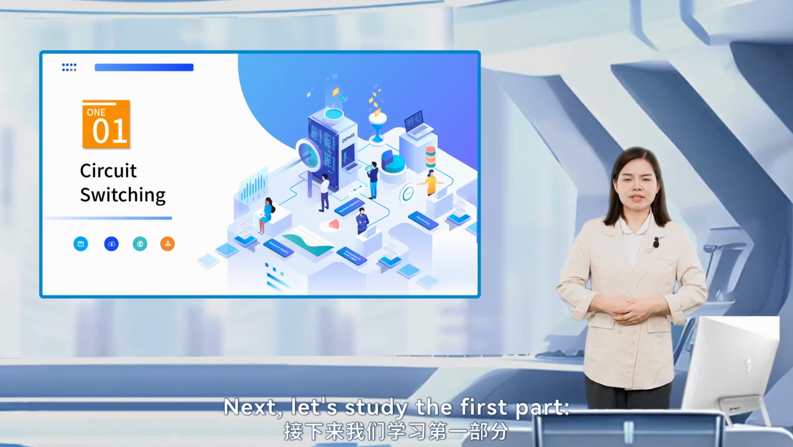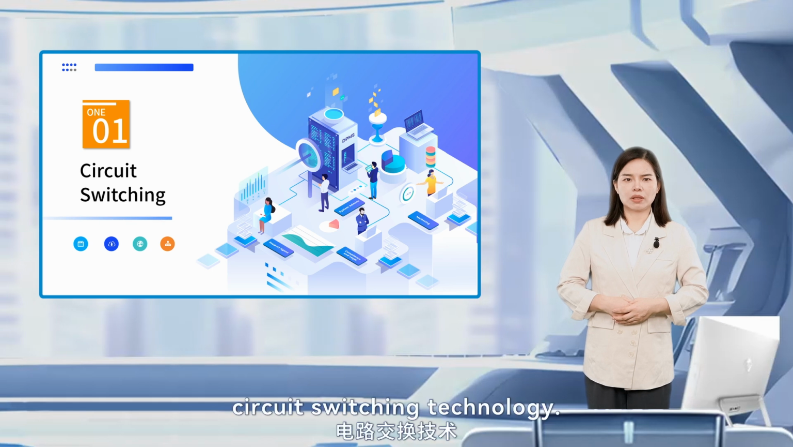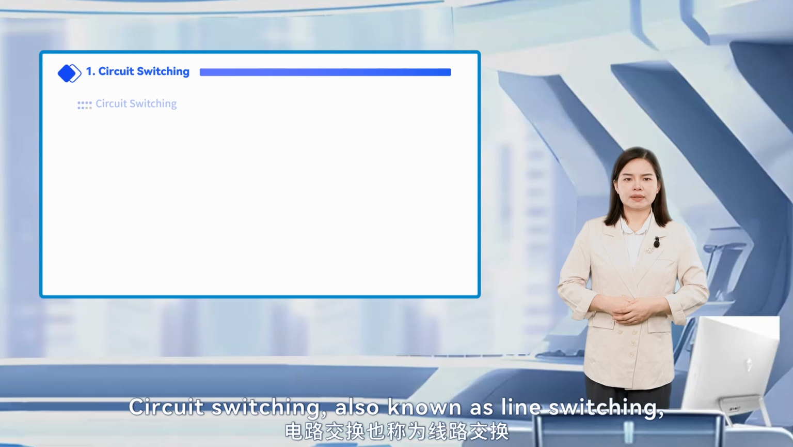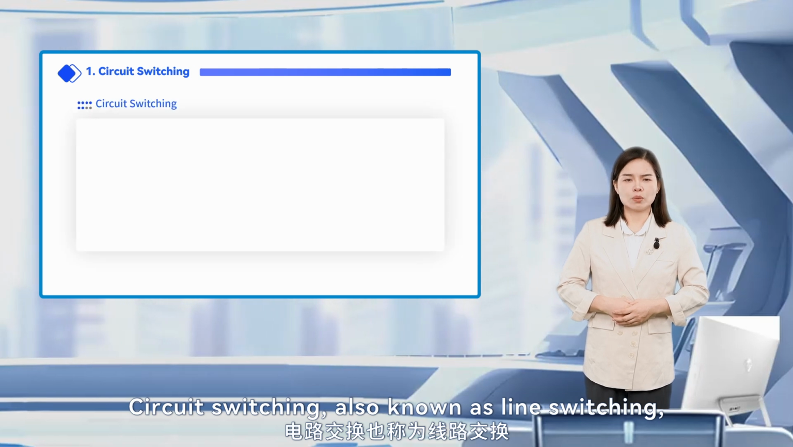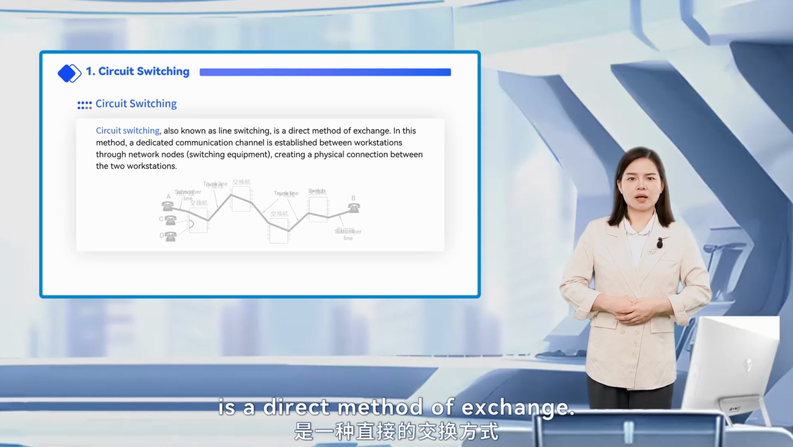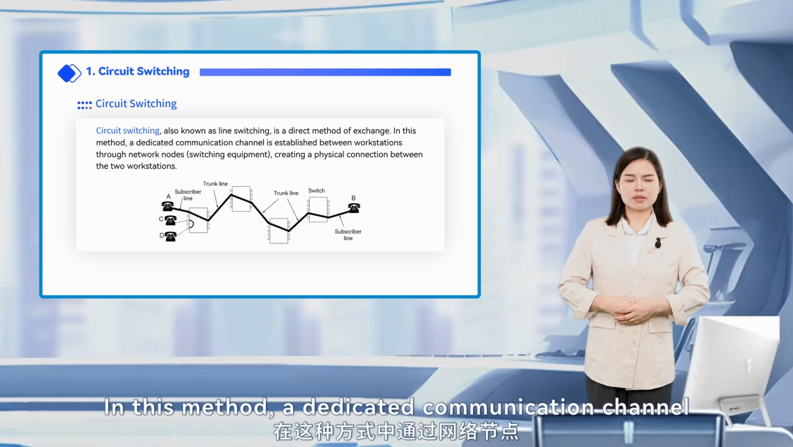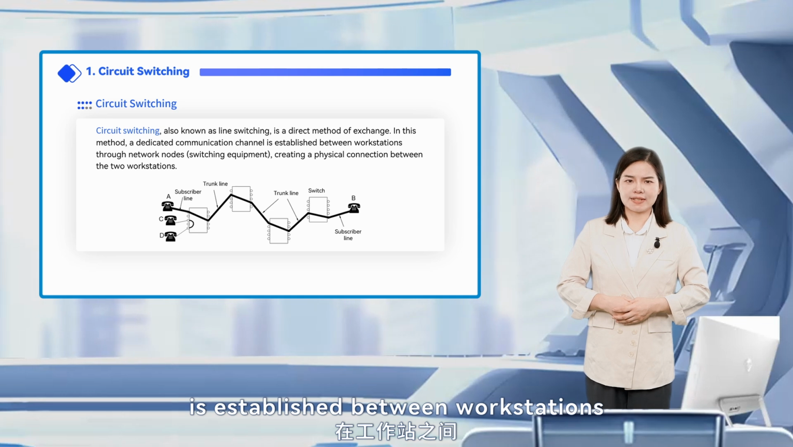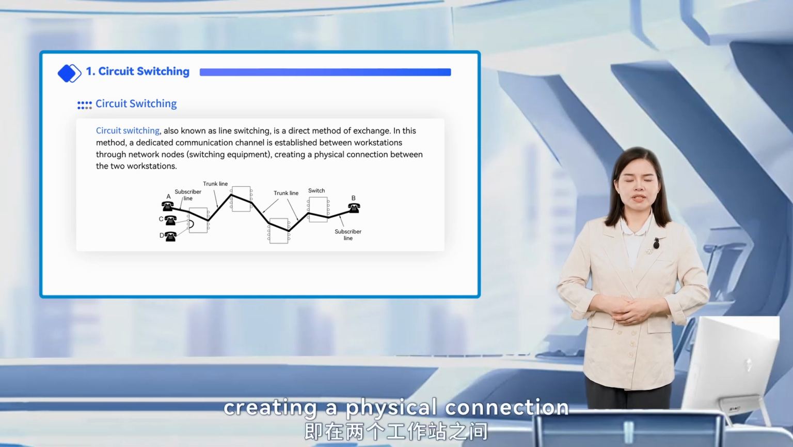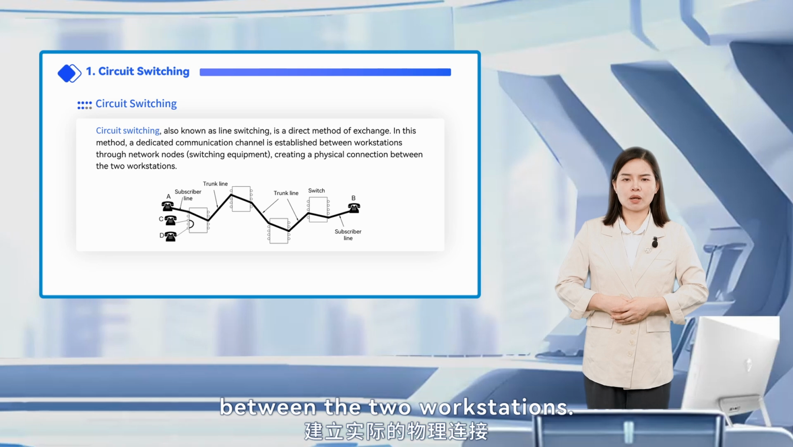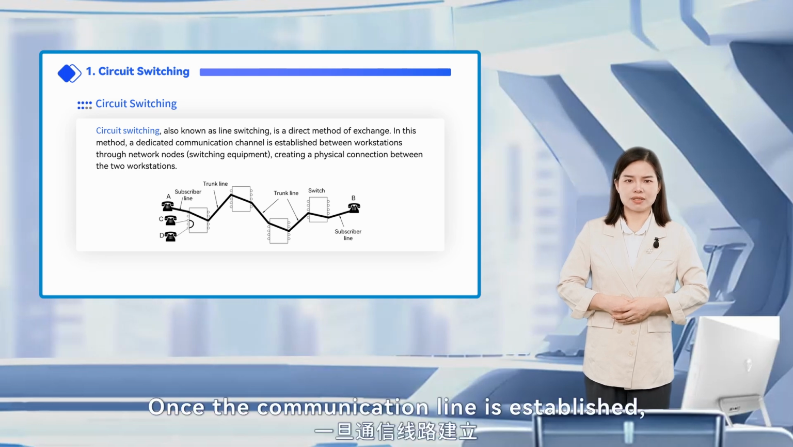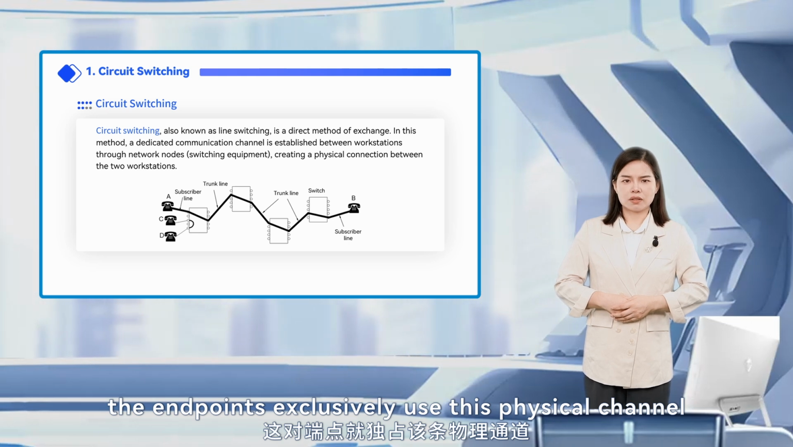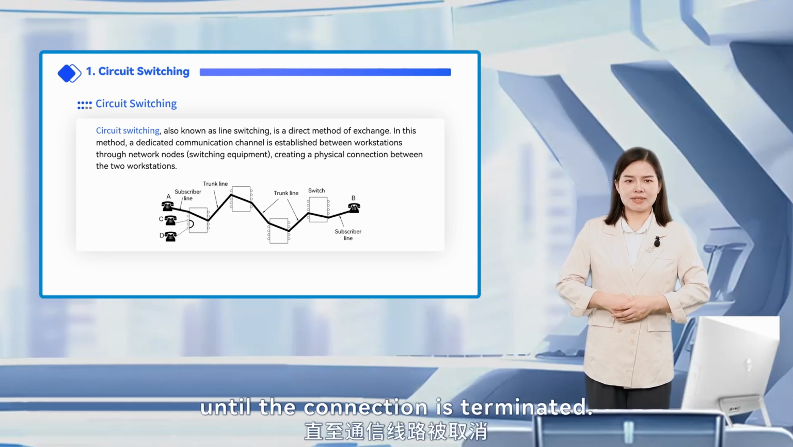Next, let's study the first part: circuit switching technology. Circuit switching, also known as line switching, is a direct method of exchange. In this method, a dedicated communication channel is established between workstations through network nodes, creating a physical connection between the two workstations. Once the communication line is established, the endpoints exclusively use this physical channel until the connection is terminated.